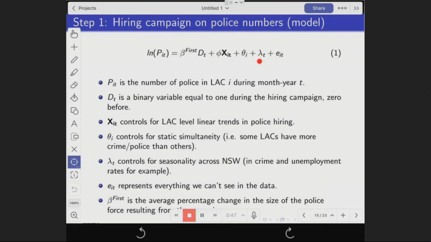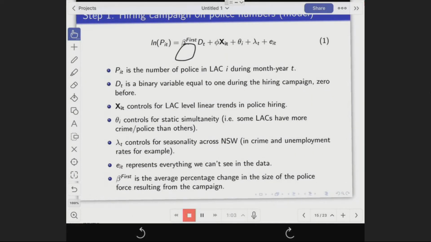This controls for seasonality common to the entire state. So that could be in crime rates, unemployment, those kind of things. This represents everything we can't see in the data. What do we really care about? We care about this guy. So what is it? This guy is the average percentage change in the size of the police force resulting from the hiring campaign. So that's what we're estimating in step 1.